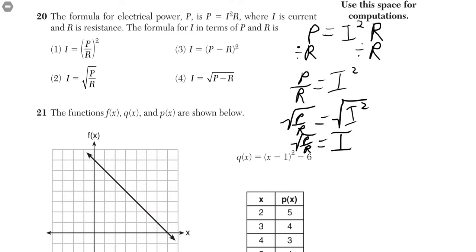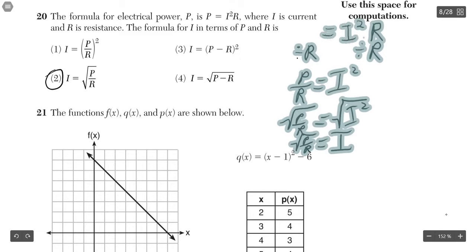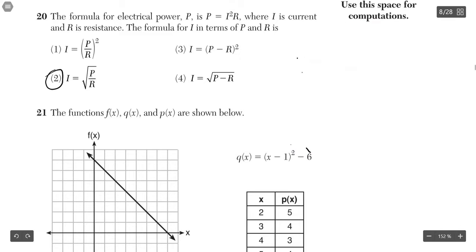And that would be choice 2. Now, here's a trick that you can use if that's too difficult. You can give I and R a value and see what P will equal, and then see which of the choices matches that. Let me show you what I mean.